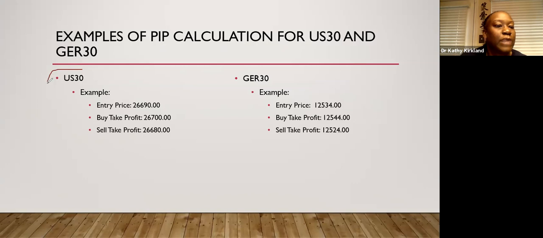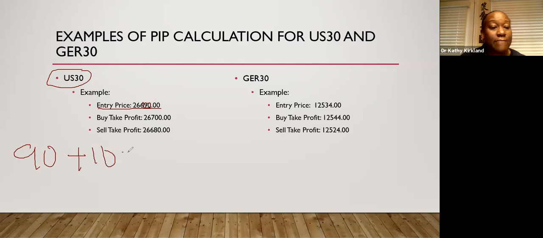All right, so US 30. Let's say this is your entry price. Your entry price is 26,690.00. So you're going to take the first and the second number before the decimal point, which is 90. And if you're going to buy, you're going to add 10 pips or however many pips you want to add. That's going to give you 100. I'm adding 10 pips for training purposes only. So 90 plus 10 is 100.